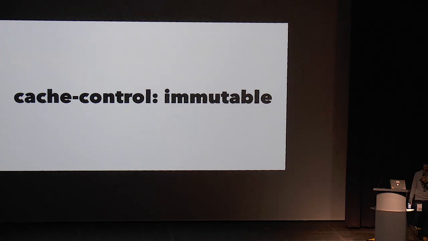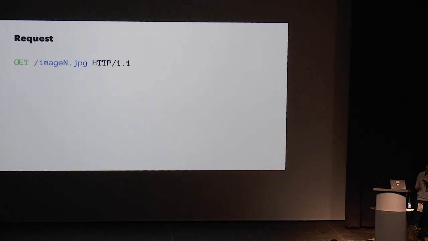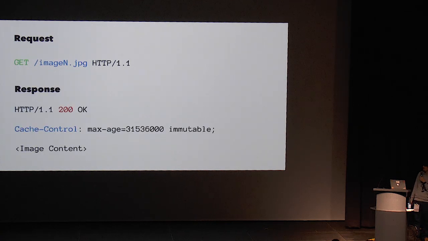And with cache control immutable, which is an HTTP header, you can tell the browser, I am really sure that this image will not change in the year. And this is how the request then looks. The first request to the image is, again, the GET request, and you will receive the image content again. But this time, the cache control, in addition to the max age, also has an immutable flag.